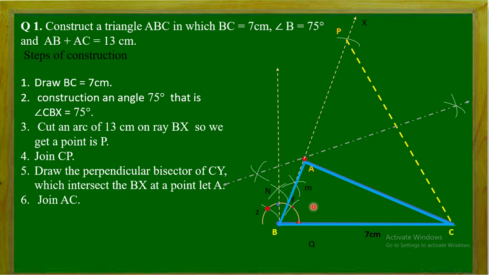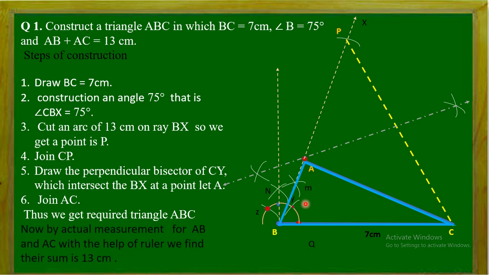Now by using the scale, we have to measure the length of AC and AB, and when we add these two measurements, we get their sum is 13 centimeters. So in this way we have to construct the triangle when the sum of two sides is given. Here we have to measure the lengths of the line segments using the scale. Okay. Now we have to justify also how we can say that this construction of the triangle ABC given here is the correct construction for the given problem.